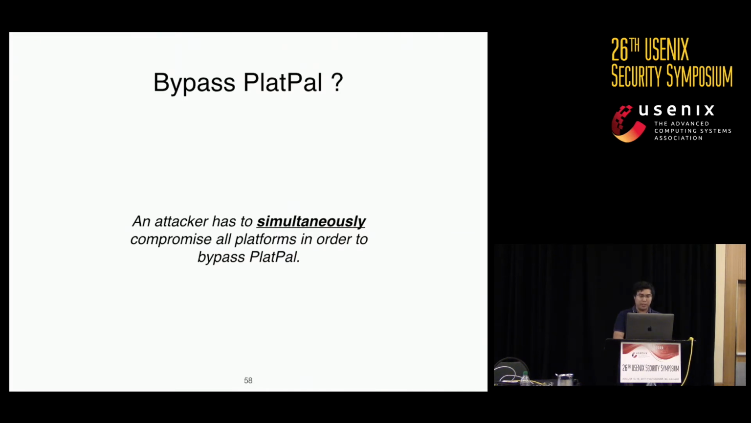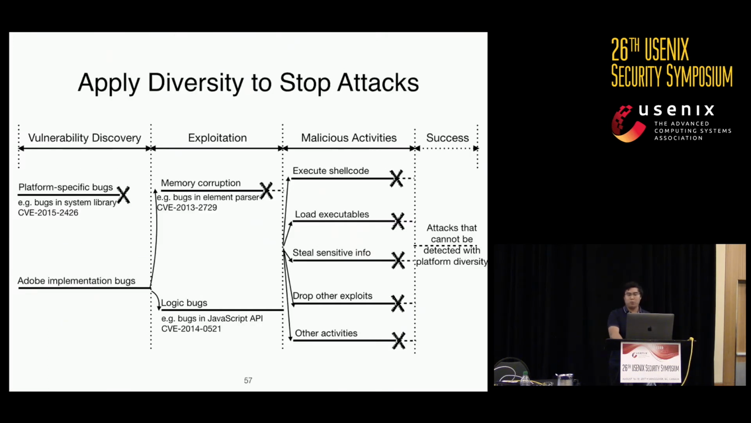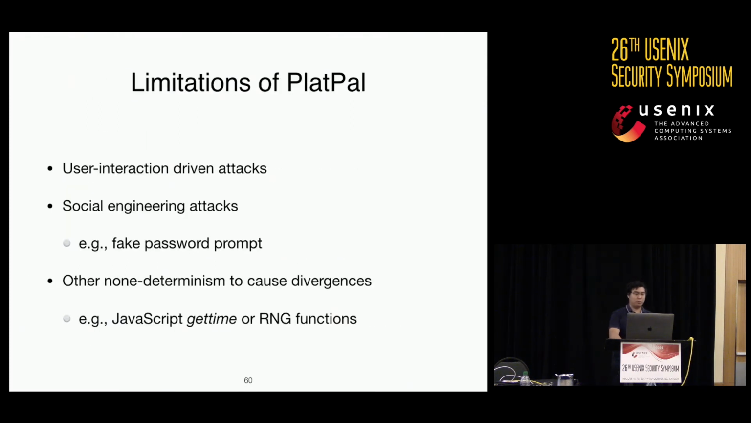So how easy is it to bypass PlatPal? Basically, you need to simultaneously compromise all the platforms in order to bypass it. And there are some attack methods you could use. For example, heap feng shui can greatly increase the prediction accuracy of how you expect the object to be allocated. There are also heap spray and heap NOP sleds, which can also increase the accuracy of prediction, and polyglot shellcode trampolines you could possibly use. But again, this is very hard to construct. And even if you succeed in constructing this, we can still detect you when you are doing some malicious activities. So it significantly raises the bar for attackers.